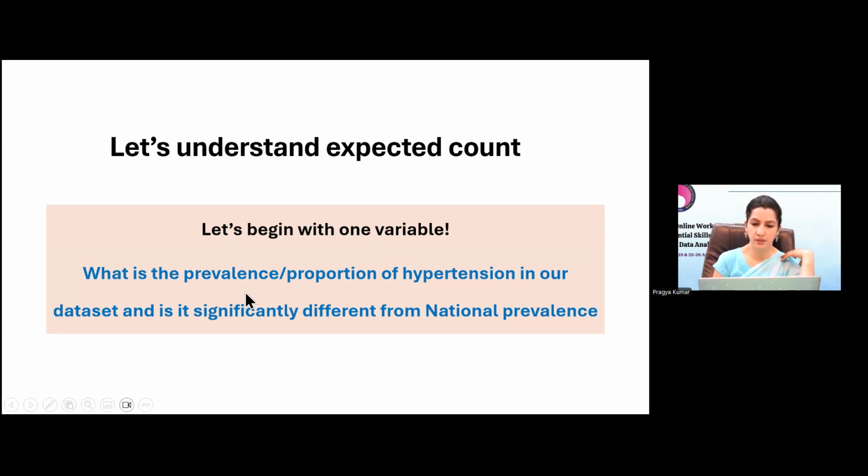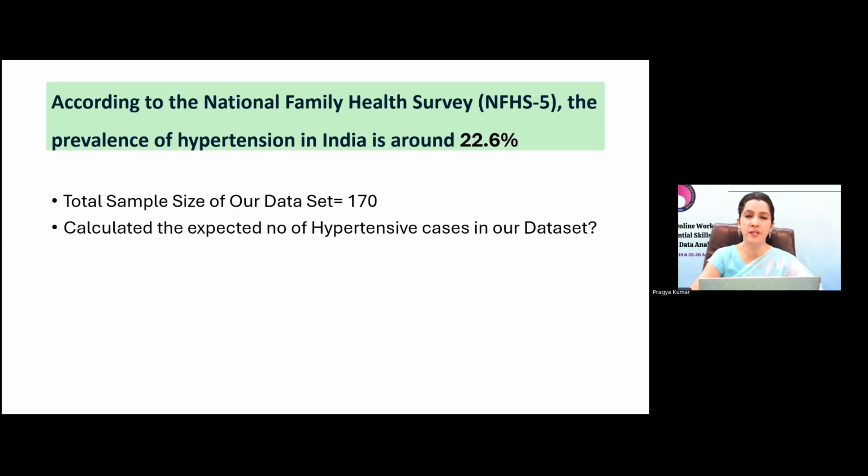Suppose, according to the National Family Health Survey, the prevalence of hypertension in India is 22.6%. That's the NFHS data. And our total sample size is 170. If I don't do any study, and I don't ask you whether you are hypertensive or not, and I just apply the NFHS data, 22.6%, to this data set, now calculate the total number of expected hypertensives in the data set.